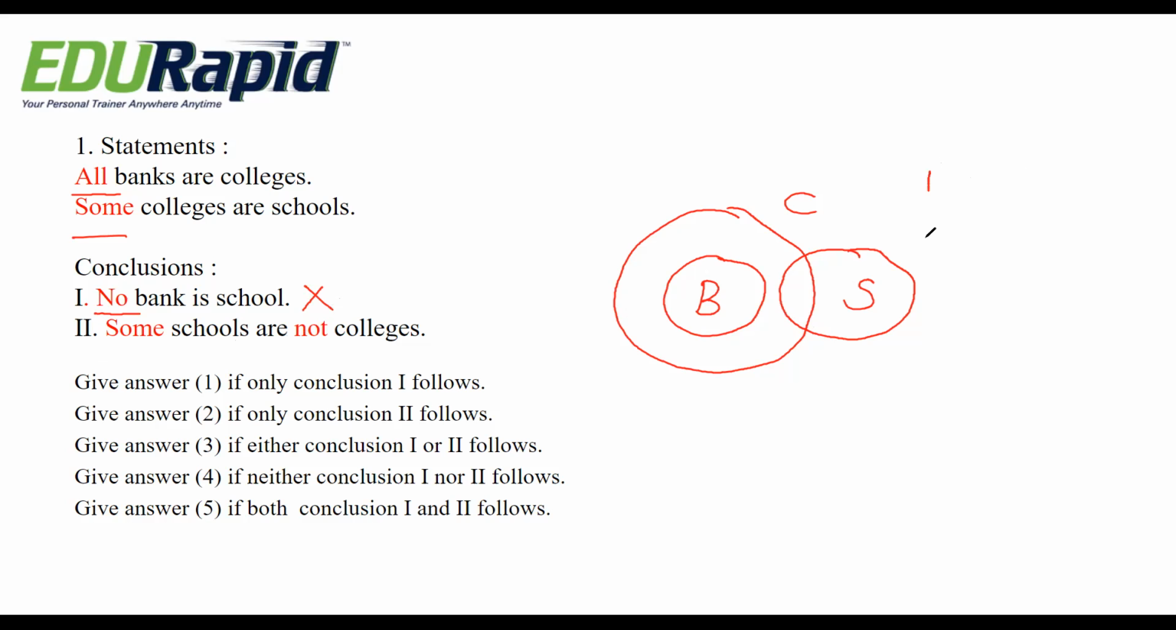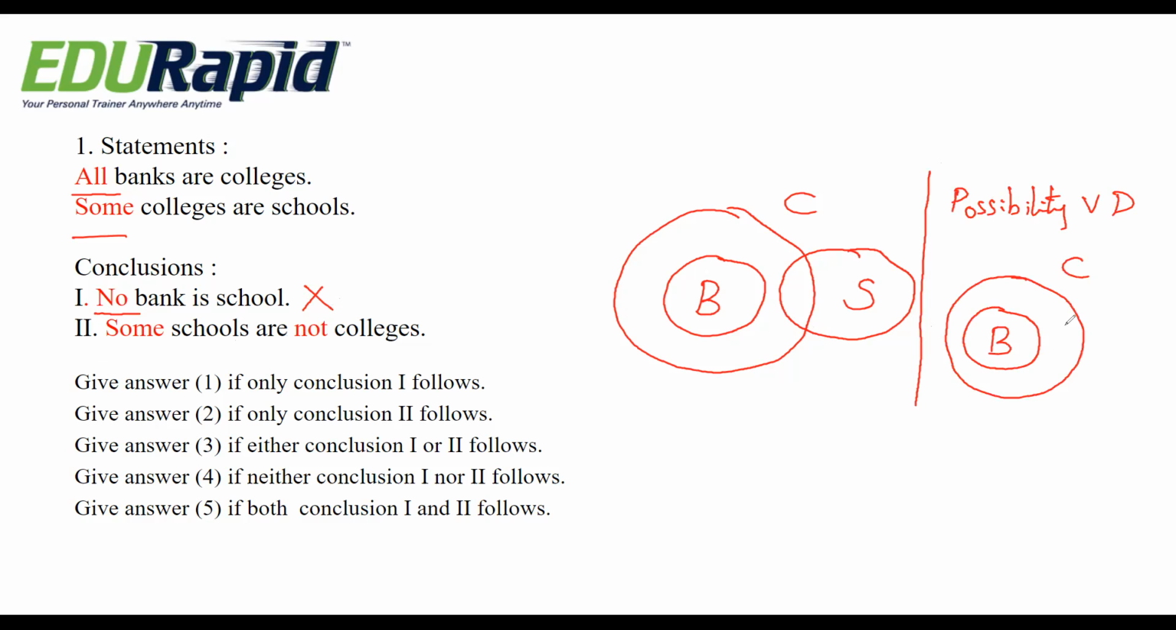I'll write down the possibility Venn diagram and show you. All banks are colleges and some colleges are school. This possibility Venn diagram should not affect our statements. Here also all banks are colleges and some colleges are school. In this it may be that some banks can be school. This is the possible Venn diagram. But they are telling no bank is school, so it does not follow. It may be a possibility. Here I am showing the possibility Venn diagram.